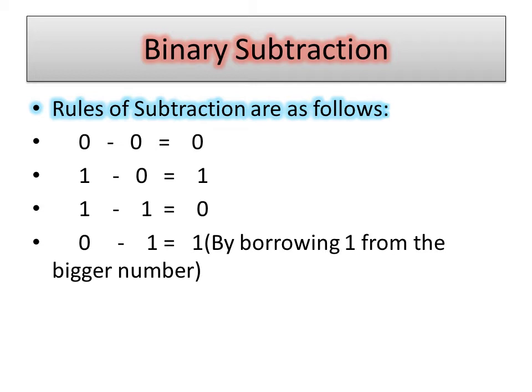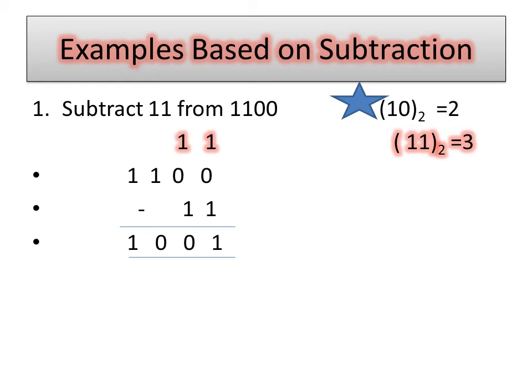You will understand binary subtraction better by looking at the examples of the following topic. Now, let us see the examples based on binary subtraction. In order to subtract 11 from 1100, what is the approach that we need to follow? For that, you must remember the rules of binary subtraction. So, let us see how we can do it. First, we write the bigger number, that is 1100. And in the second row, we write 11. Now, in order to do any subtraction, we should begin with the right end.